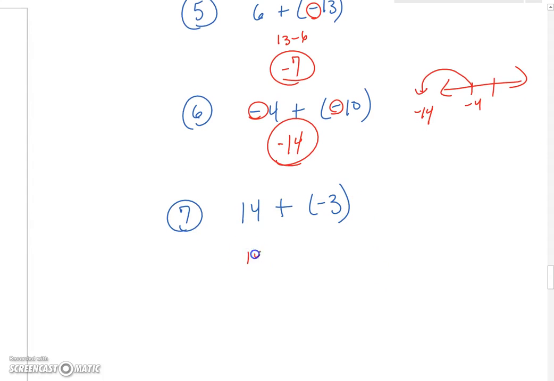14 plus negative 3, make both those positive. 14 and 3, subtract them. You're left with 11. Sign of the bigger number, that's positive. The answer is 11. That's it.